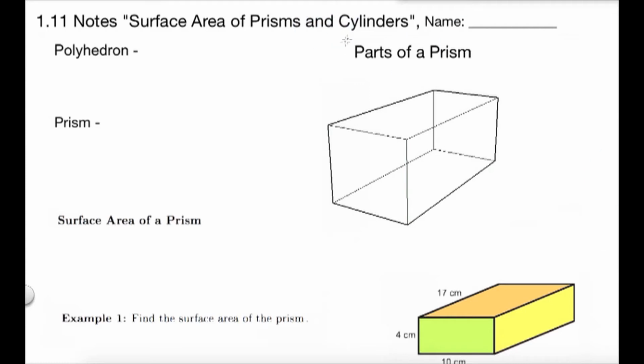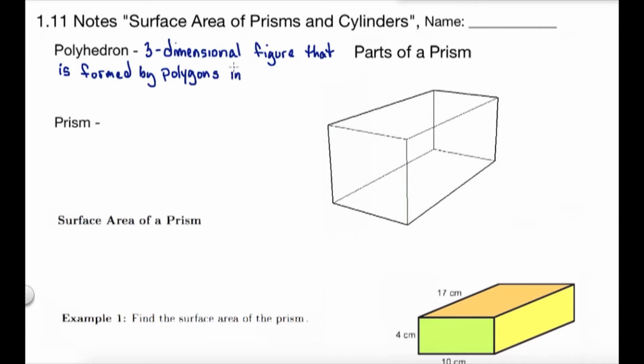Hi everyone, and welcome to Surface Area of Prisms and Cylinders. So let's start off with talking about what a polyhedron is. It's a three-dimensional figure that is formed by polygons in a region in space.